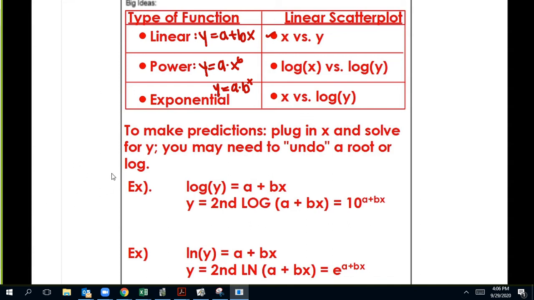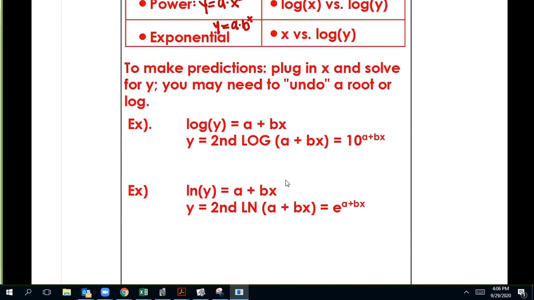The activity was going to help you see it a little bit. And here are some examples of things you might have to solve that you might have forgotten from your previous classes. So to make predictions, we plug in our x and solve for y. If your y is inside of a log, then you have to use the second log or second natural log to get it out when you're solving. Some other solving ones will be a little bit easier.